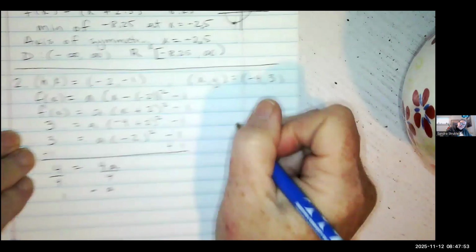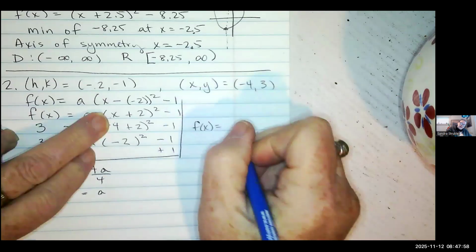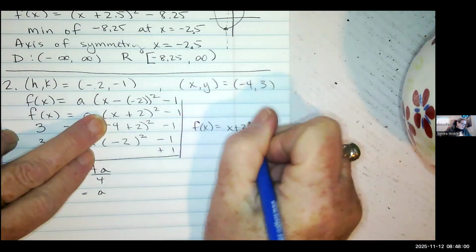All right, so my vertex form, I'm going to come up here and do that, is f of x equals x plus 2 squared minus 1. Next thing we want to do is find the general form.